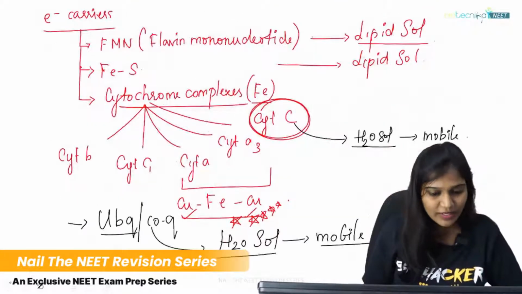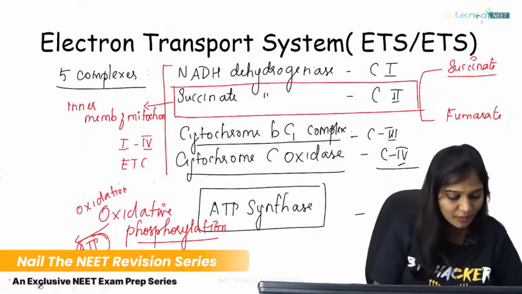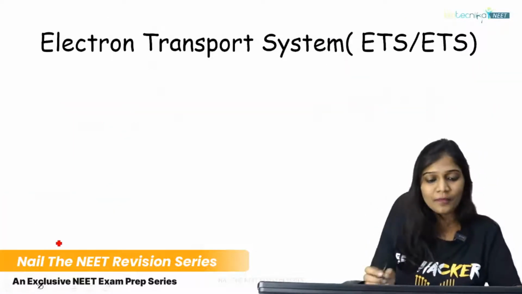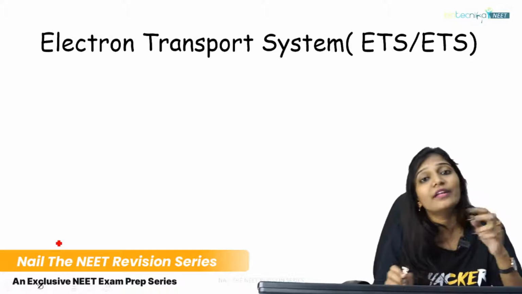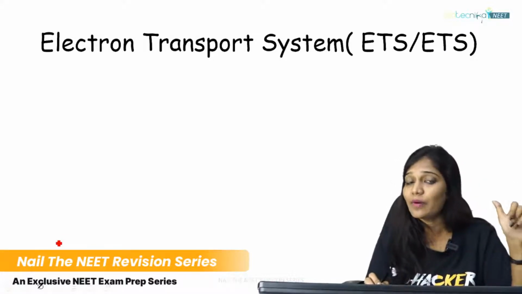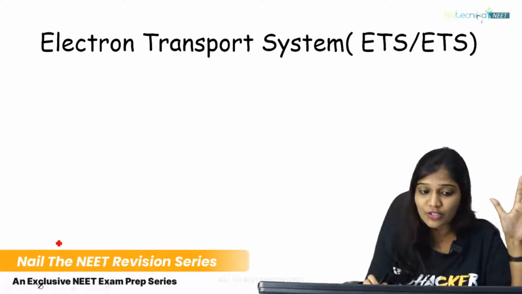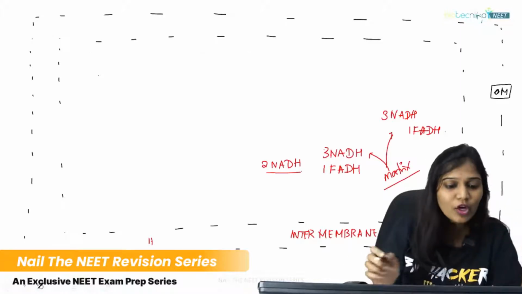Okay. So let me write it over here. I'm going to remove certain things. For our understanding, we already know there are 4 complexes in ETC and 1 complex in oxidative phosphorylation. So I'm going to talk about all the complexes over here.